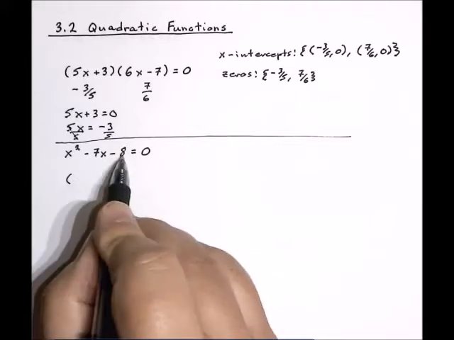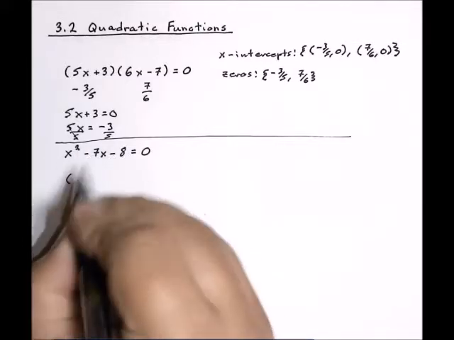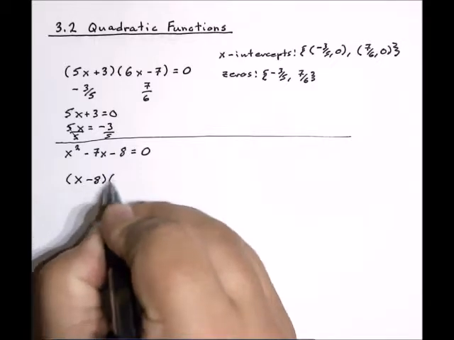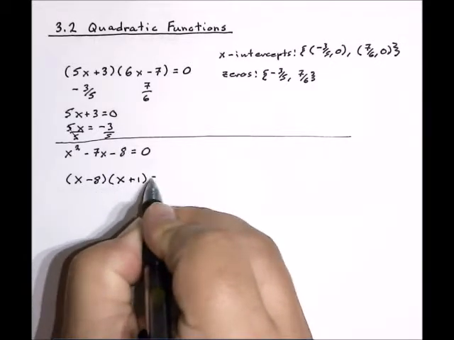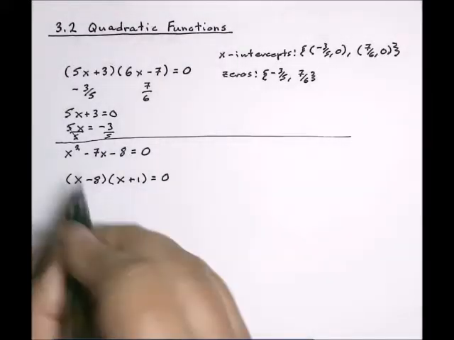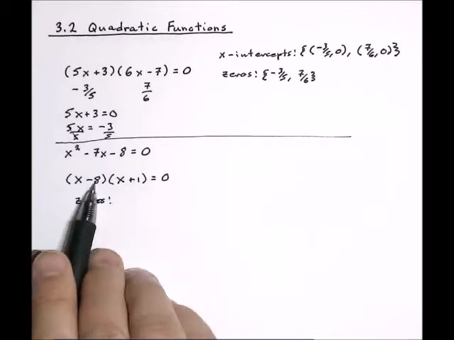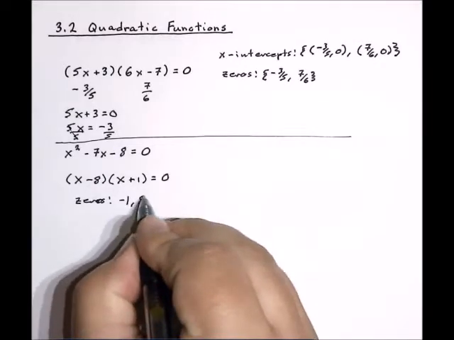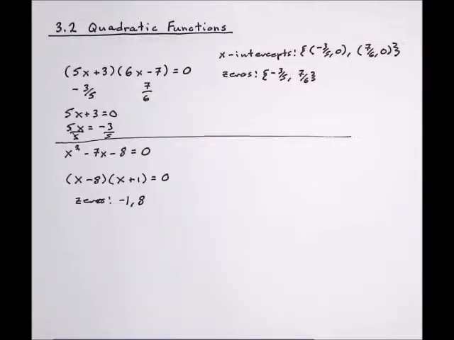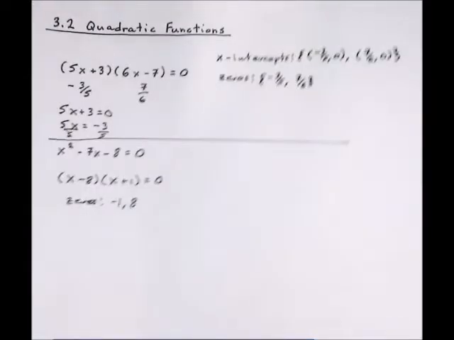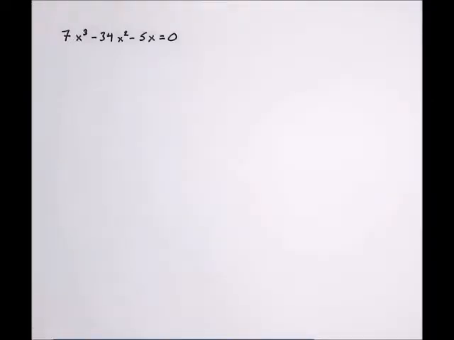So I'm looking for two factors of 8 with opposite signs that add up to negative 7, and those would be minus 8 and positive 1. So the zeros would just be negative 1 and positive 8. Let's try a harder one. Okay, here we have a cubic, and the numbers don't look so good. Well, let's see what we can do with this one.